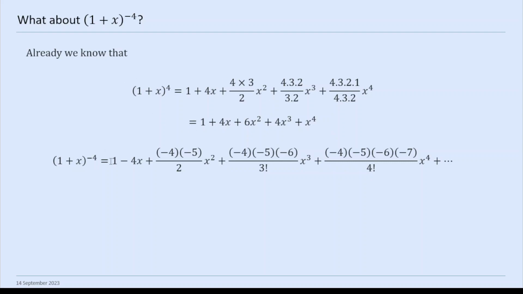If we have a negative integer, it's an infinite series, and so it goes 1 minus the power times x plus the power times the power minus 1 over 2 times x squared plus the power times the power minus 1 times the power minus 2 over 3 factorial times x cubed plus so on, so on, so on. It's an infinite series. That's how it works. But it's basically the same pattern as the normal binomial theorem.